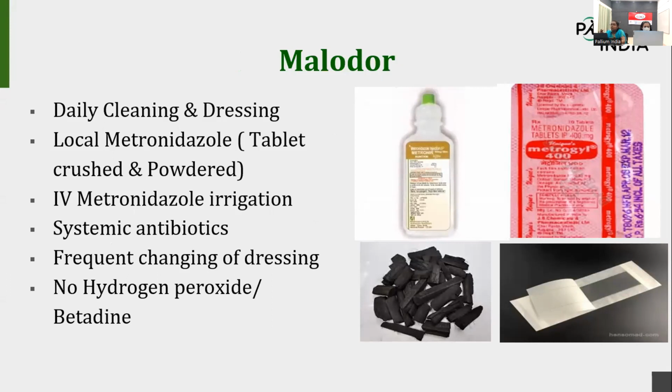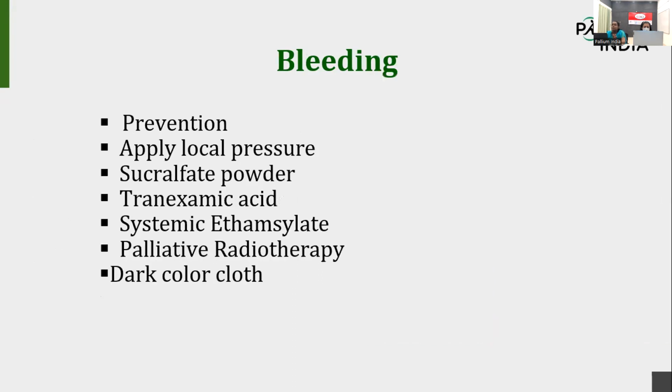So you can use injection metronidazole for irrigation and cleaning, because there is a lot of pocket formation inside the wound. If you clean the wound with injection metronidazole, it will go inside and give a good effect. Maybe it will help to prevent infection. And also you can try systemic antibiotics, because the blood vessels superficially are not well formed; you can try one course of antibiotics, and change dressings frequently depending on the exudate level. And here also, no hydrogen peroxide and betadine.